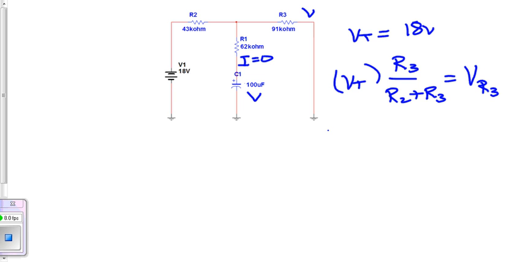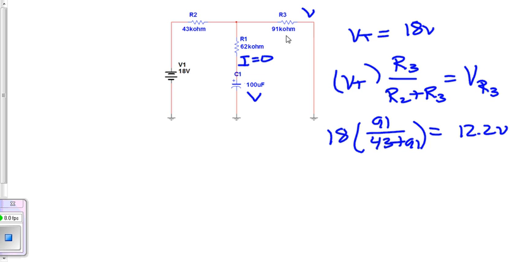So let's do that right now. So we say 18 multiplied by 91 over 43 plus 91. And that gives me 12.2 volts. And notice I'm not putting the kilos in there because they're all kilos and they would cross off. So now I know the voltage on this capacitor is equal to 12.2 volts because I know the voltage on the 91 ohm or kilo ohm resistor is 12.2 volts. So I just use a voltage divider rule to figure that out.